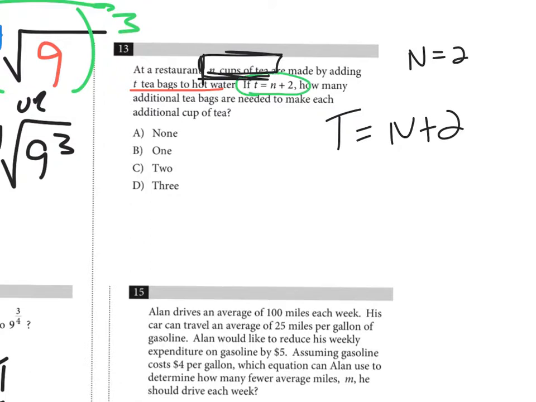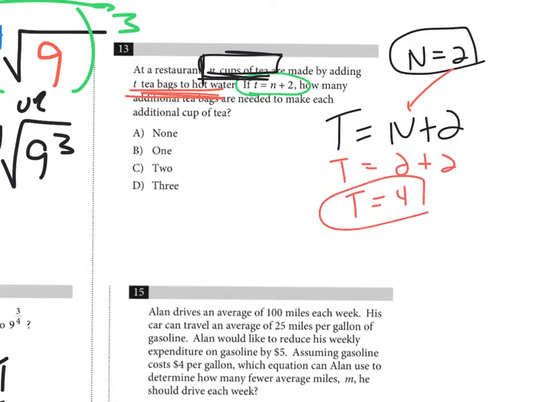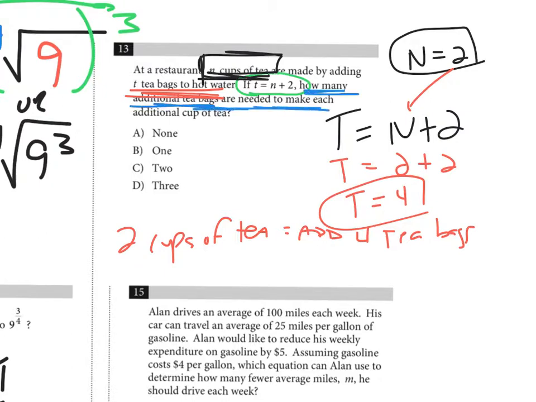Well, if n is 2, it says t is equal to n plus 2. So t is going to be equal to, in my case, 2 plus 2, or t is equal to 4. So basically, when they make 2 cups of tea, it says they're going to be adding 4 tea bags. Now the question says, how many additional tea bags are needed to make each additional cup of tea?